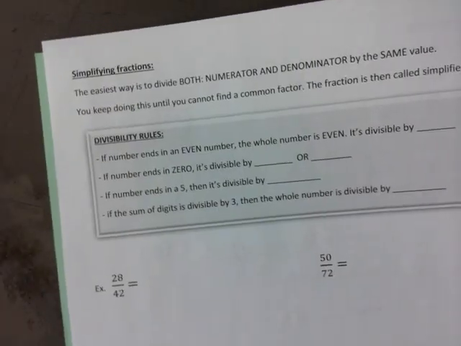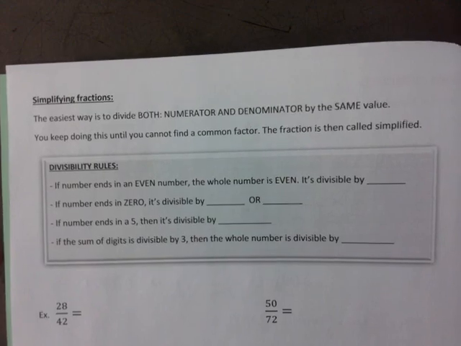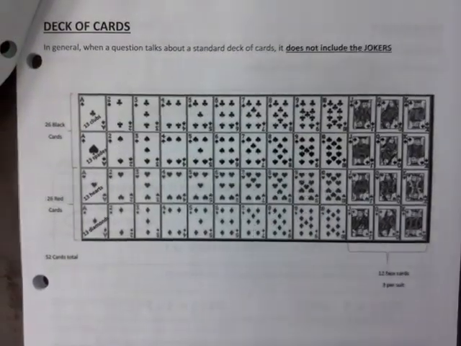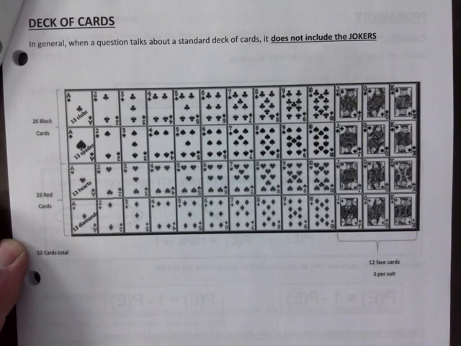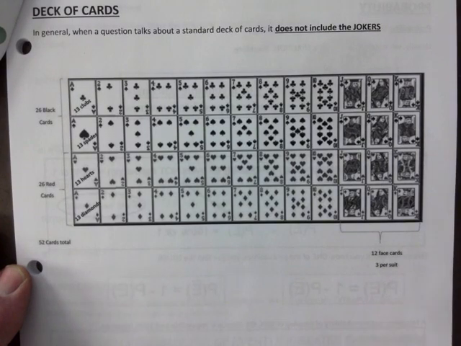So page 3 is simplifying fractions. And I'm just going to skip that for now, okay? So let's keep going to a deck of cards. I'm not really skipping it. I'm just choosing, right? Like I usually try to reteach it at some point. So we'll see how time goes.